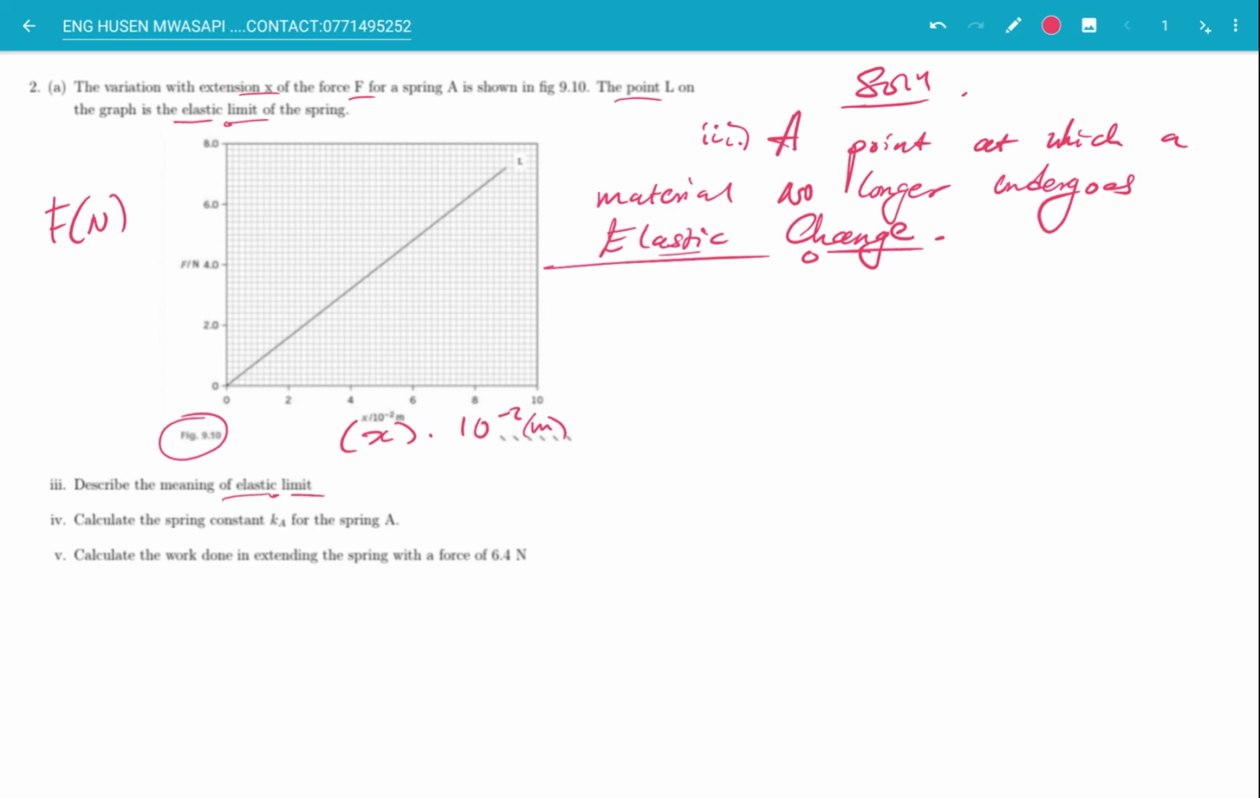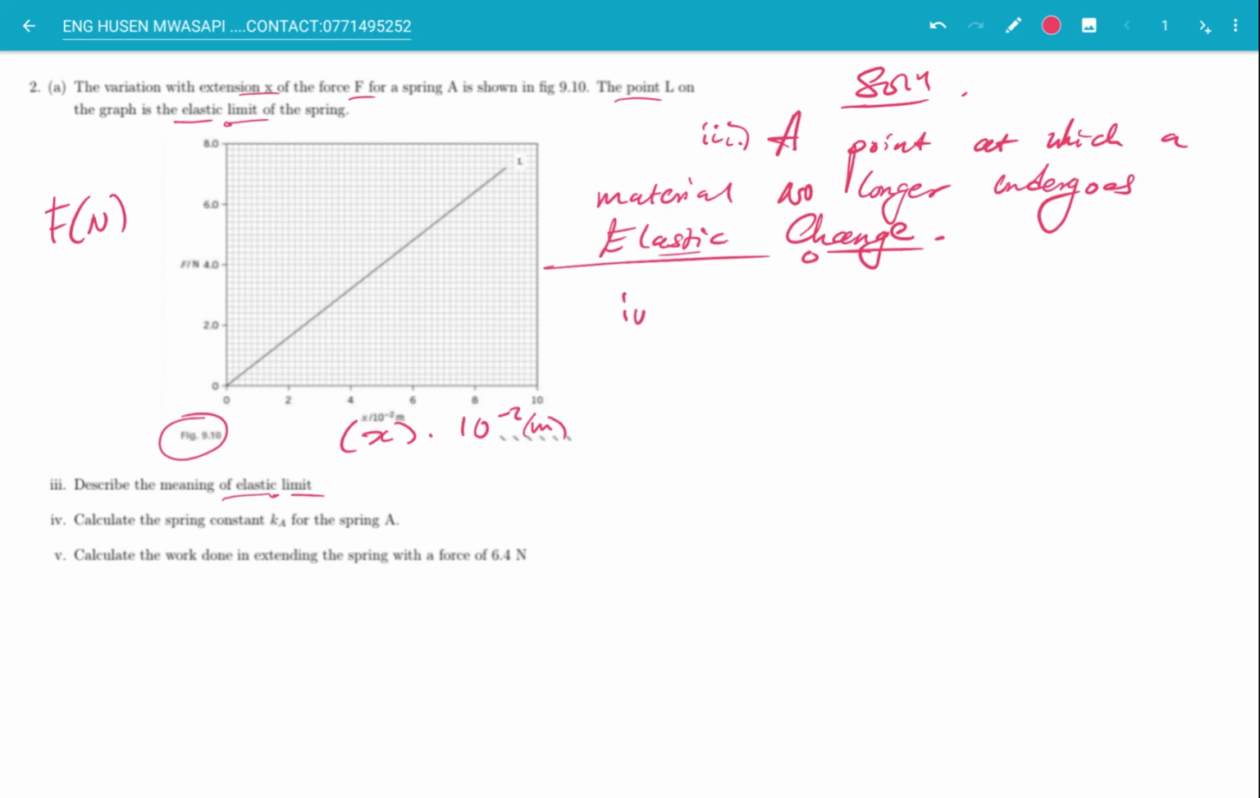And exceeding that particular point, that material will enter a deformed state, and the elasticity will not be experienced by the material. So we're just looking at the point at which a material will no longer be able to go back to its original shape and size when the load that was attached to it is removed. Alright, I guess we've understood that.